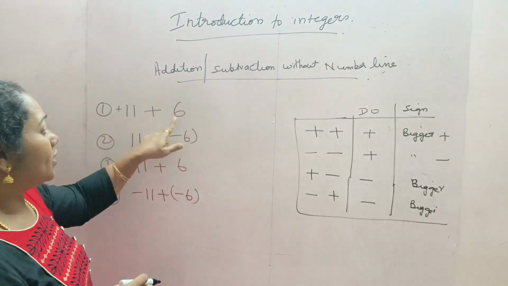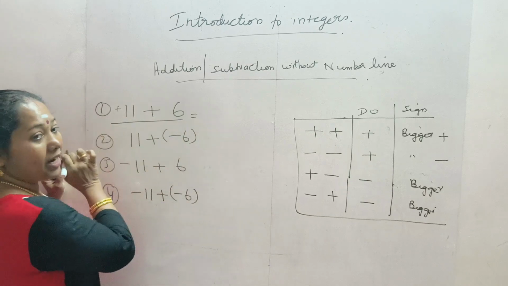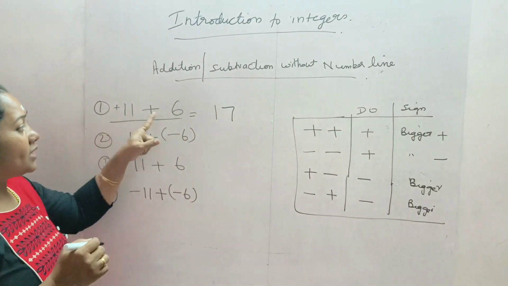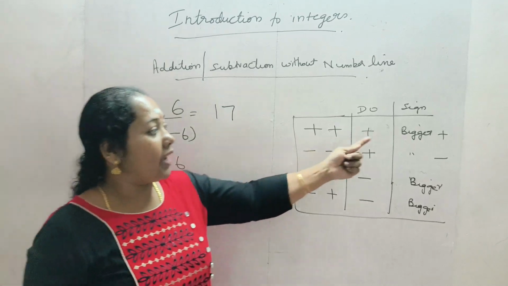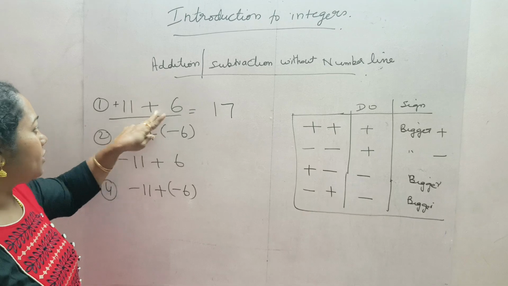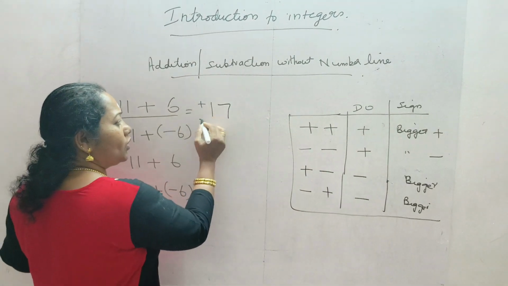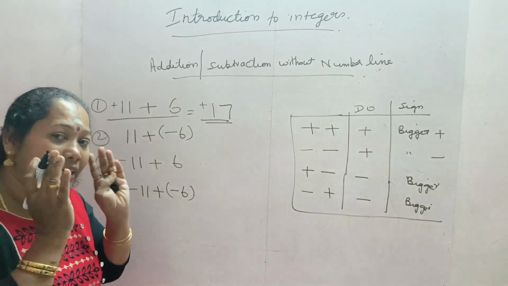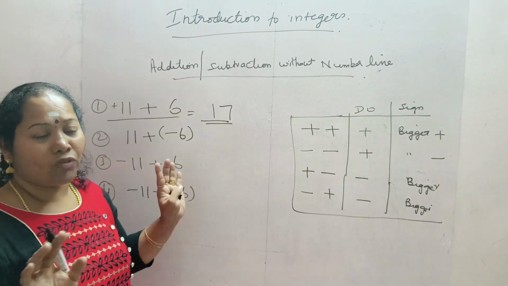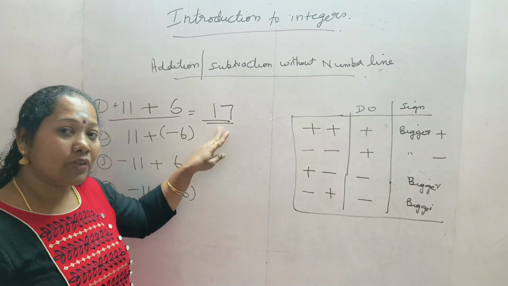That means 11 plus 6, we have to add these numbers. That is 11 plus 6, 17. And the sign will be of the bigger one. Both are plus, so we will put the sign as positive. If you don't put any sign, then also it will be considered as positive only. So if you are not writing plus, it will be the same. So 11 plus 6 is equal to 17.